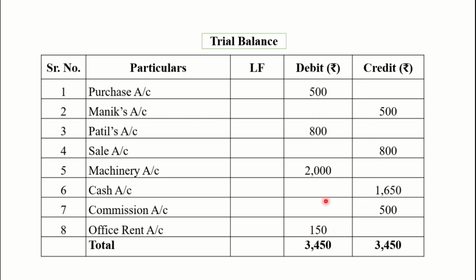Now the total of both columns, the debit column and the credit column: the debit total is 3450, and the credit total is 3450. If this total is the same, that means we have recorded each and every transaction using the double entry system of accounting. If the total does not match, it means there is some wrong entry recording. That's why, by preparing the trial balance, we can accurately see whether we have followed the double entry system of accounting accurately or not.